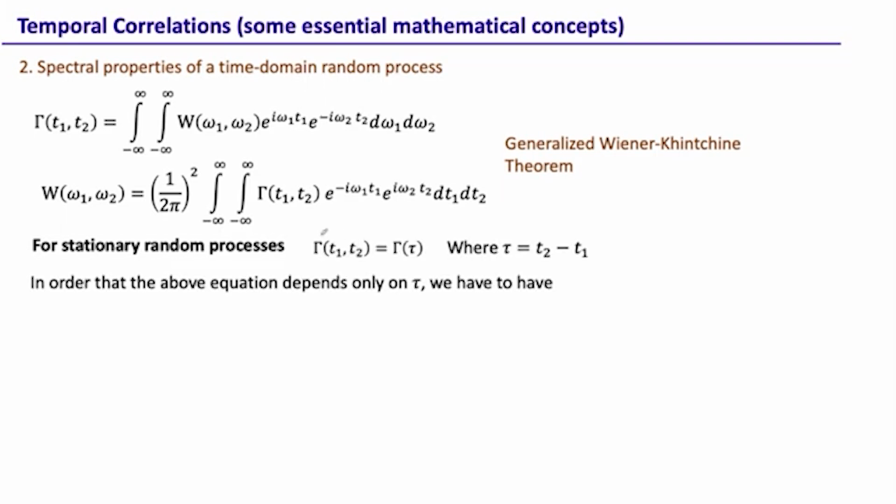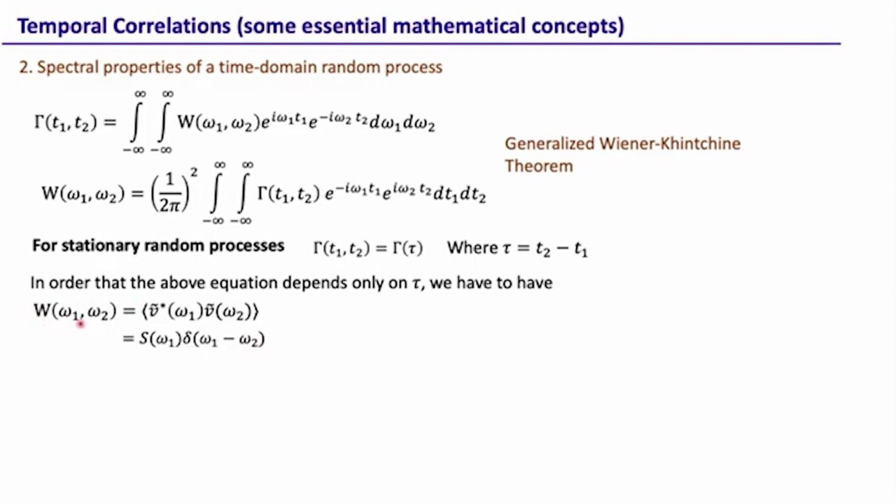Now if gamma(t1, t2) has to depend only on tau, then this side depends only on tau, and of course this side also has to depend only on tau. It cannot depend on t1 and t2. The only way this can happen is if W(omega1, omega2) has this form, that is S(omega) times the Dirac delta function, delta(omega1 minus omega2).